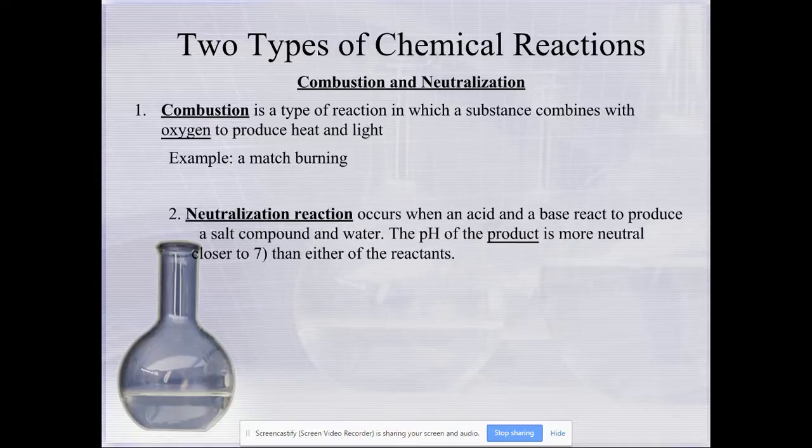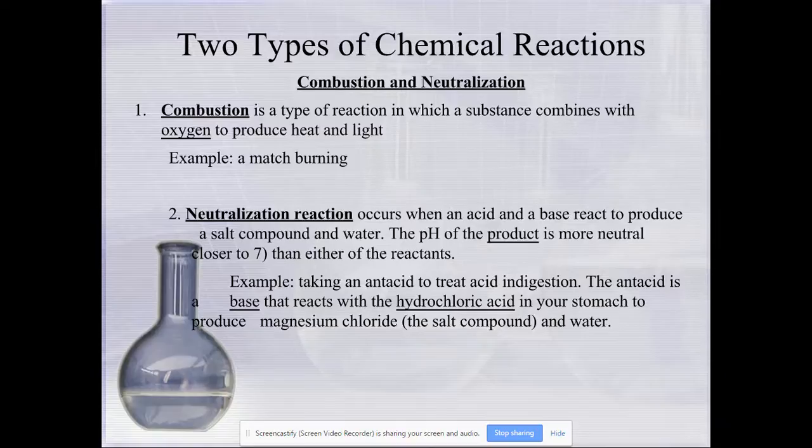Neutralization reactions occur when an acid and a base react to produce a salt compound and water. The pH of the product is more neutral, or closer to 7, than either of the reactants. For example, taking an antacid to treat acid indigestion. The antacid is a base that reacts with the hydrochloric acid in your stomach to produce magnesium chloride, which is a salt compound, and water.